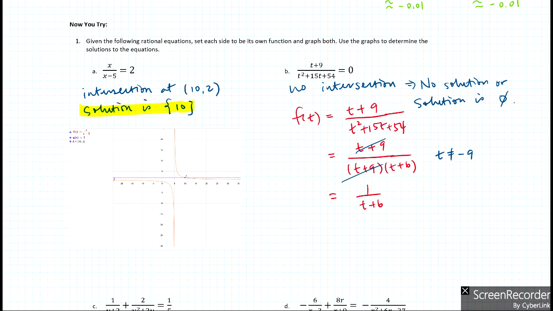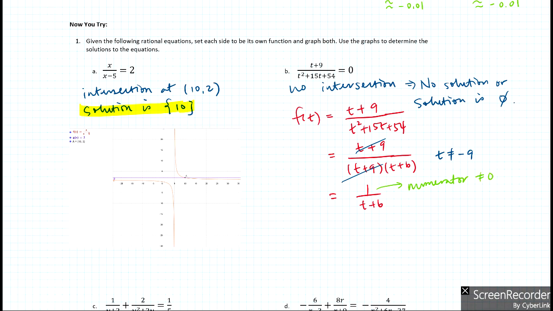And if I want to find where this f of t is equal to 0, it's equivalent to finding the 0 of this final result. And to find the 0, we said it's the same as finding the x-intercept. And to do this, I need the numerator to be equal to 0. But in this case, you can see this numerator can never be equal to 0.